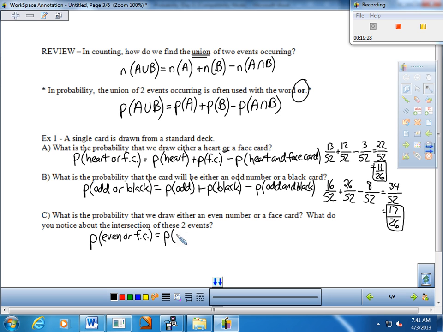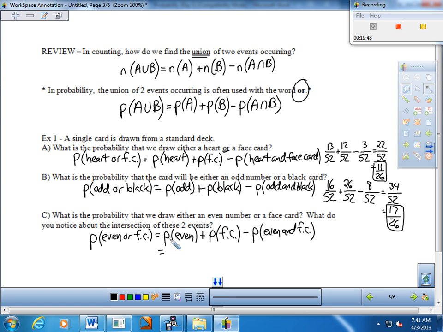And, you know, just one more time all the way through. Probability that it's even plus the probability that it's a face card minus the probability that it's an even and a face card. All right. And notice there's a quick secondary question on this as well. We'll go ahead and lay out momentarily.